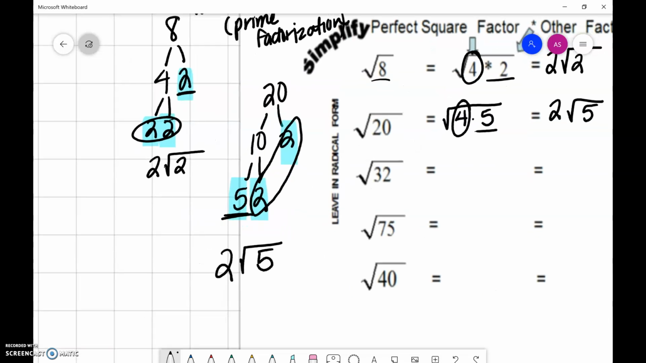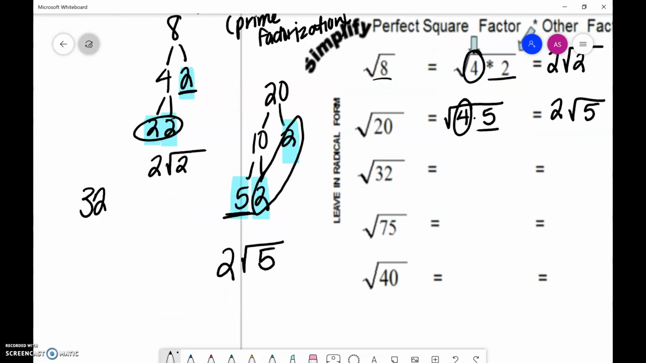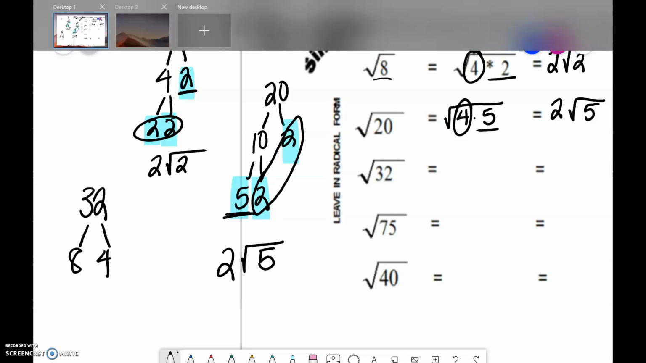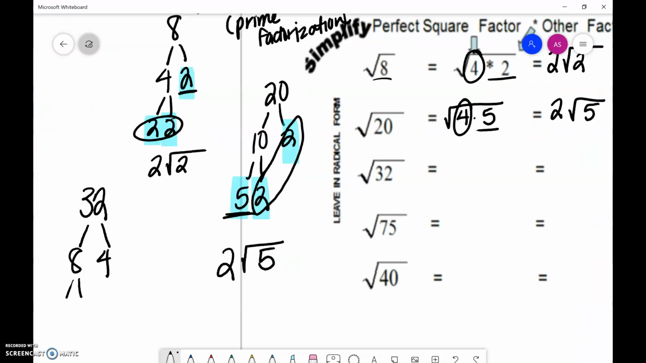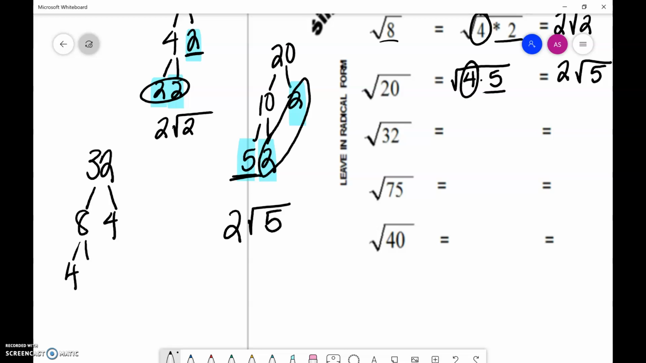Okay, let's say I did 32 that same way. That's my next one. So let's say I did 8 times 4. From here, I have 4 times 2. Then I have 2 times 2. I can stop there because these numbers are prime. And then here, I have 2 times 2.